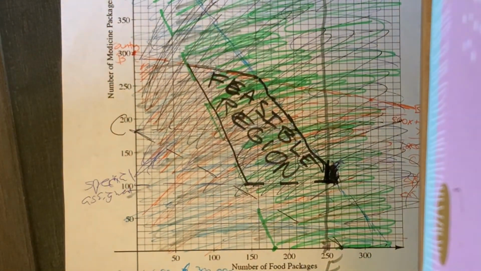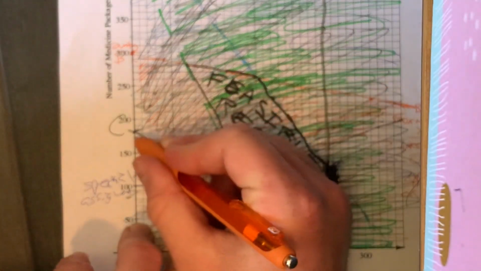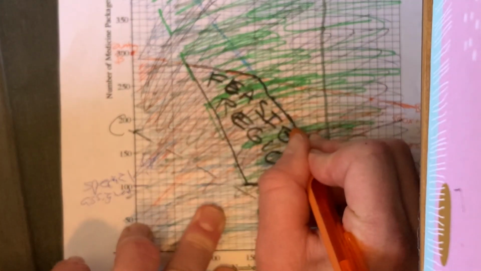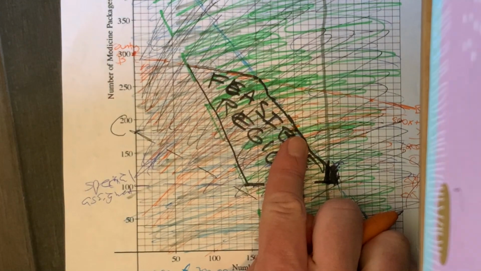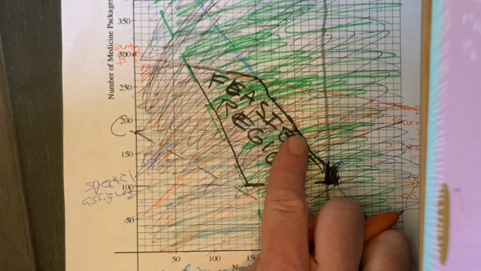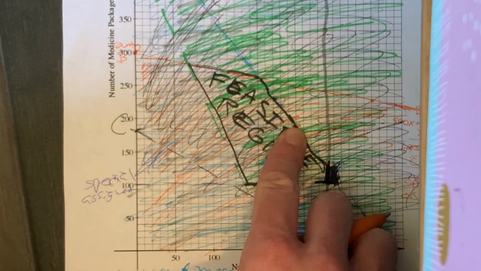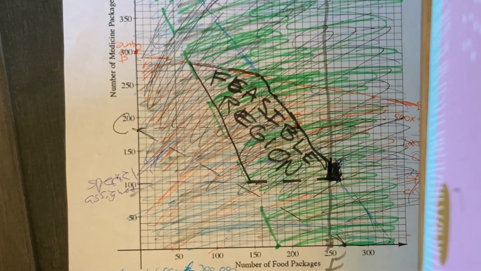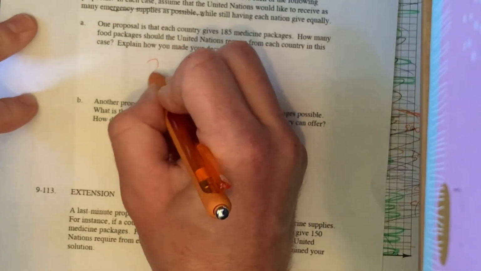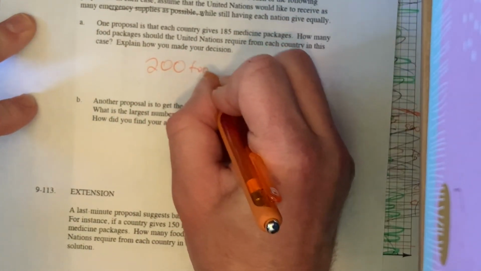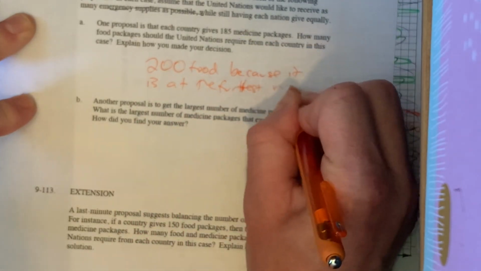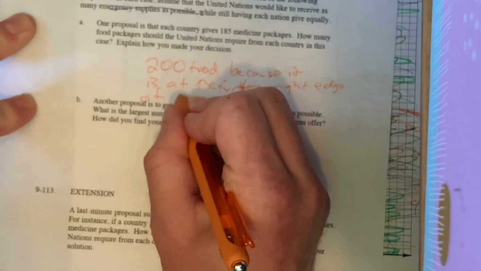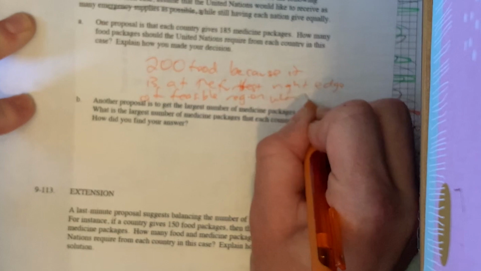So that is located right here on the graph. 185 and 200 is on the border of the feasible region. The border of the feasible region is showing you where it ends. The constraints need to keep you within the feasible region, so this is as far as you can go. Over here, you've maxed out the amount of food you can give. So this answer would be 200. And you'd have to say something about that because it is at the furthest right edge of the feasible region when y equals 185.